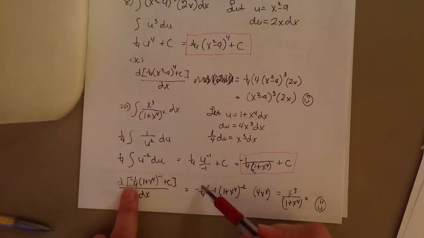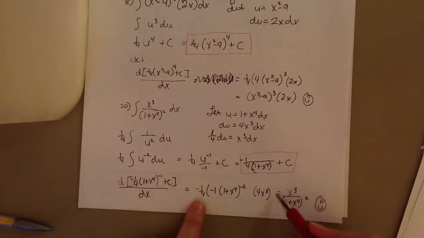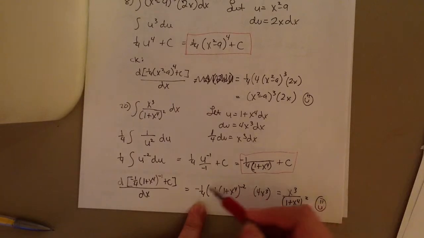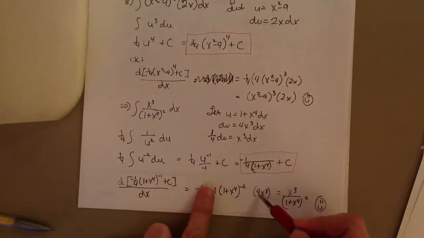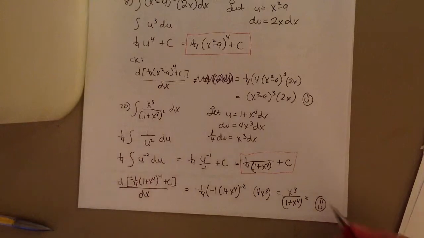And so I'm going to leave my negative 1/4, bring down my negative 1, leave the inside, and decrease the exponent by 1. Then I take the derivative of the inside, again my chain rule, that would be 4x to the third. Now I'm going to go ahead and clean all this up. So let's see, the 4 over the 4 is a 1, negative times negative is a positive, so those are all gone. So the x cubed is on top and all of this is on the bottom, quantity squared, which is exactly what I got. So yay, I'm happy.